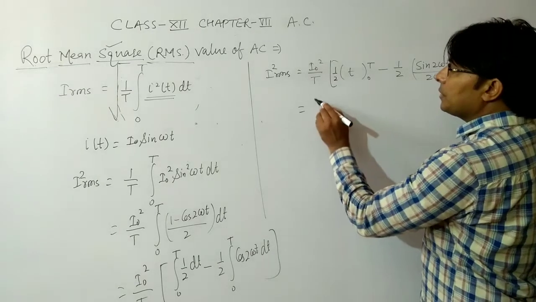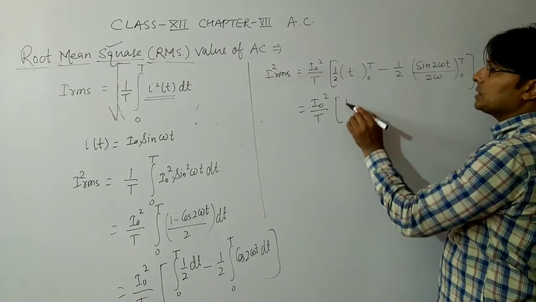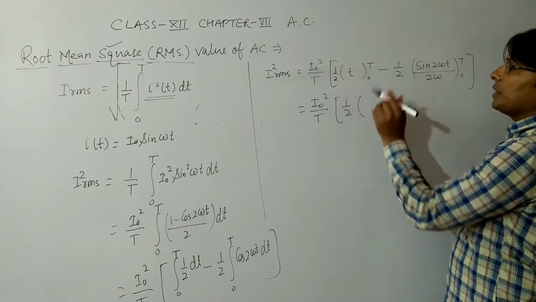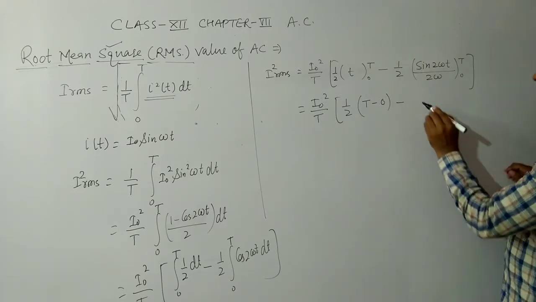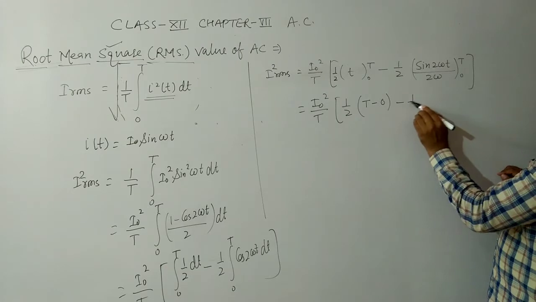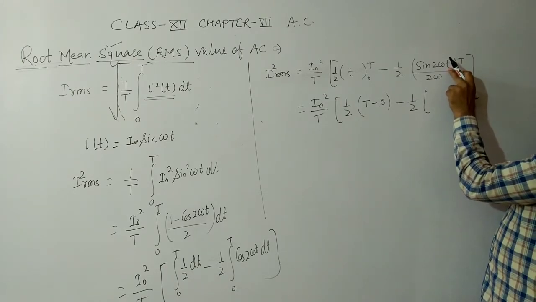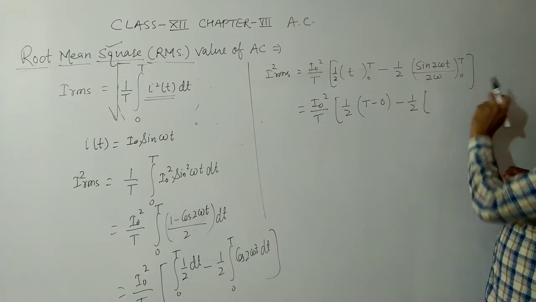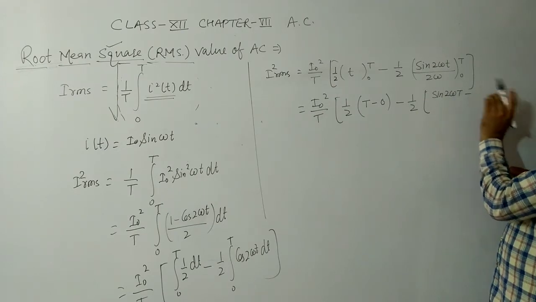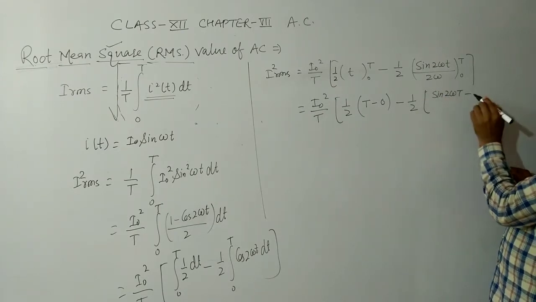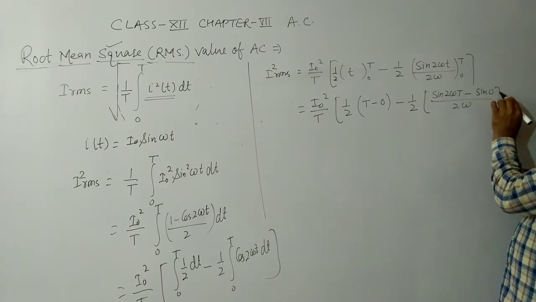Now if I put the upper limit and lower limit in these values, it is half, and in place of t it is T minus the lower limit 0, minus half, and if I put the value of the upper limit, that is, in place of t I write capital T, it will become sine 2 omega capital T minus, if I put the lower limit, sine 0, divided by 2 omega.